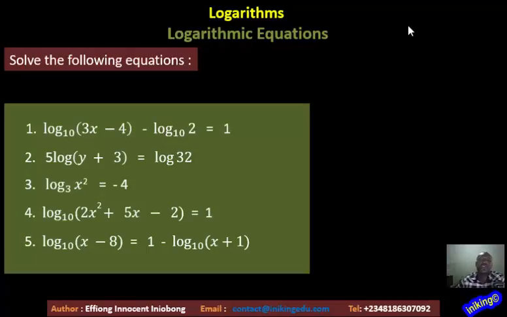Now we continue from where we stopped in the last video clip. We have treated questions 1, 2, and 3. Now our next focus will be question 4, where we are told to solve for x, given that the logarithm of 2x squared plus 5x minus 2 to base 10 is equal to 1. So let's set out.